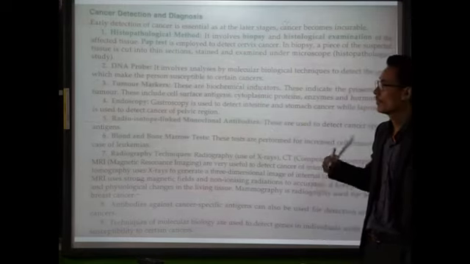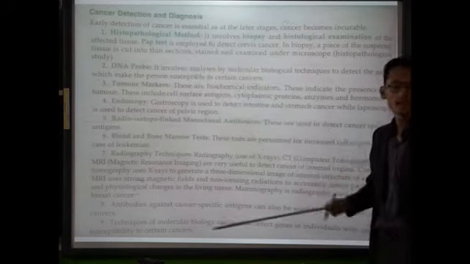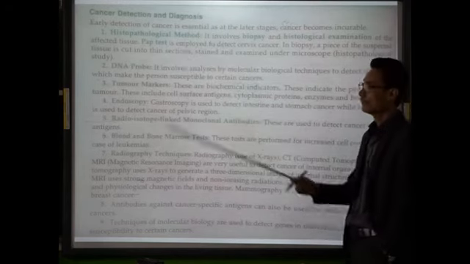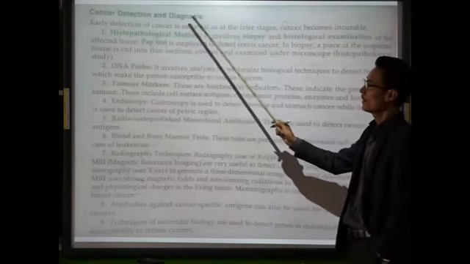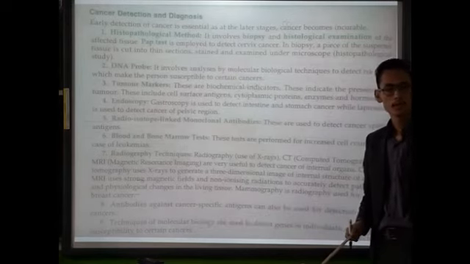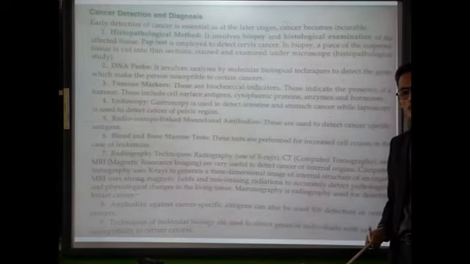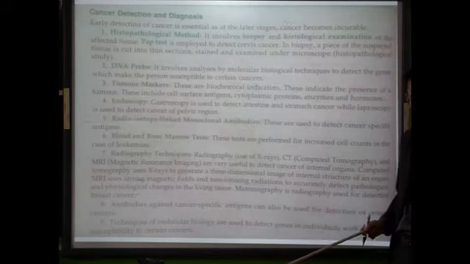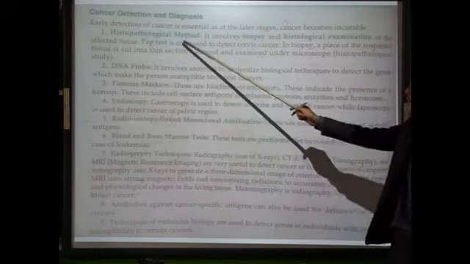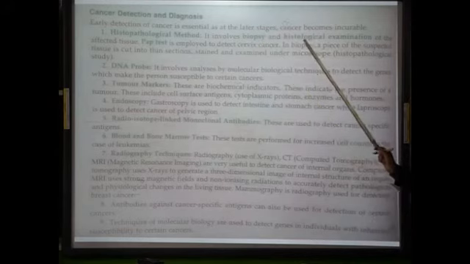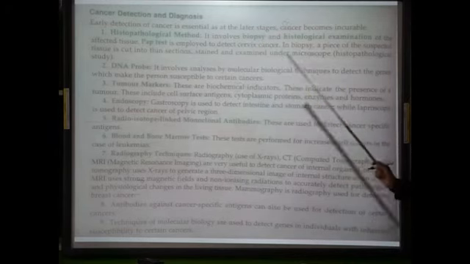So what are the different methods by which we can detect cancer? First one, the histopathological method. You have heard about biopsy, where a part of tissue is taken to find out whether it is cancerous or not. So over here we go for biopsy and histological examination of the affected tissue.